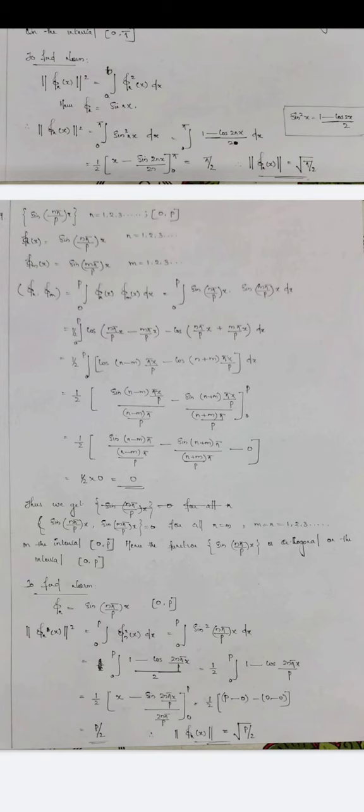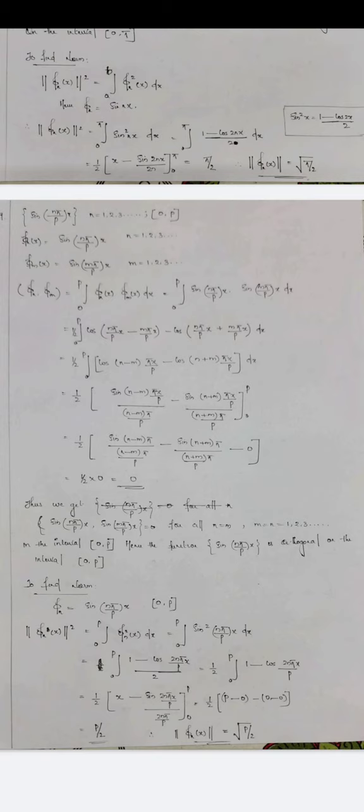We need to prove that sin(nπx/p) is orthogonal, and we need to find the norm for this function, for n equal to 1, 2, 3, and so on, on the open interval 0 to p. In a similar way, we consider two functions: φn(x) equals sin(nπx/p), where n is 1, 2, 3, etc., and φm(x) equals sin(mπx/p), where m is 1, 2, 3, etc. So we need to prove the orthogonality.